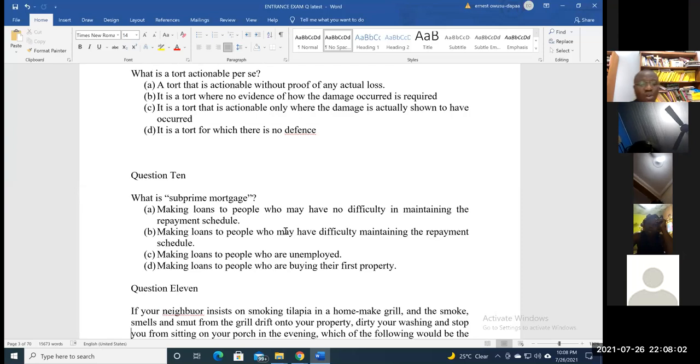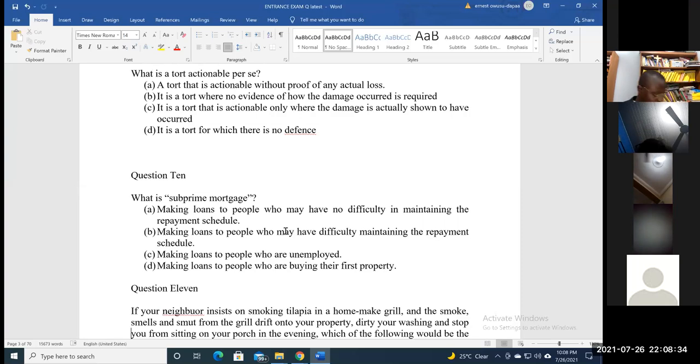So what is a subprime mortgage? A, making loans to people who may have no difficulty in maintaining the repayment schedule. B, making loans to people who may have difficulty maintaining the repayment schedule. C, making loans to people who are unemployed. D, making loans to people who are buying their first property.